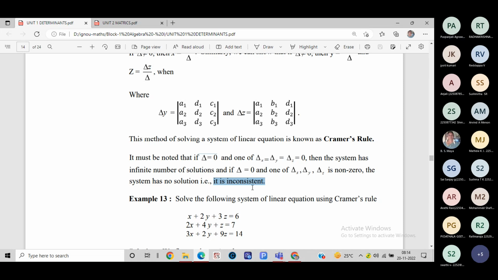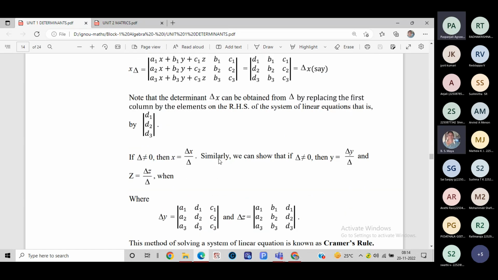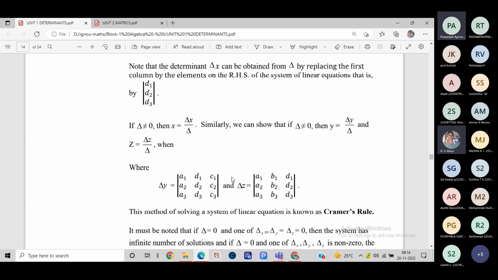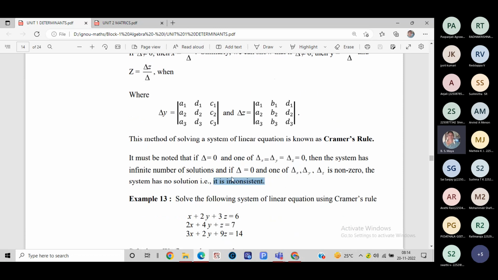What is D? You can write D is equal to 6, 7, 14. Wherever you want to write D, it will be written like this: D is equal to D1, D2, D3. Clear? Can you find out what is the delta now? I need an answer for the delta. You calculate it and tell me the delta value.